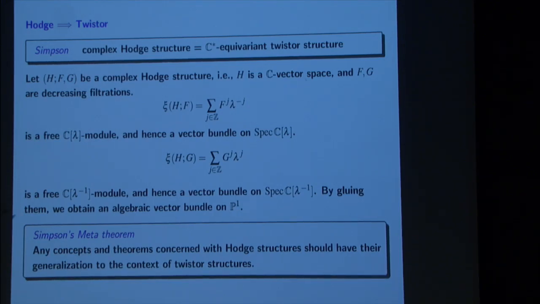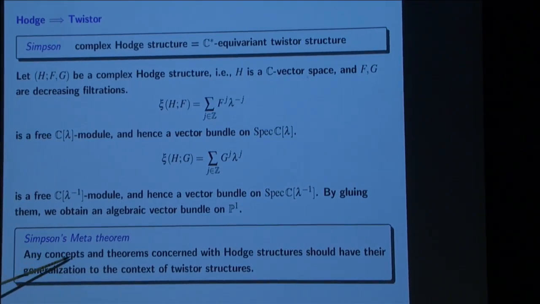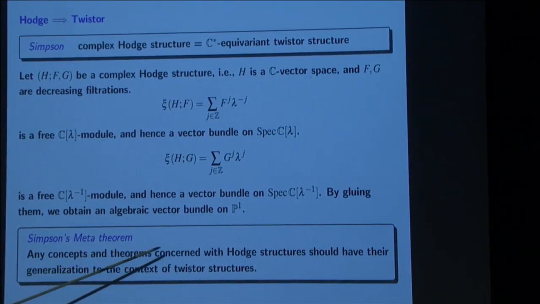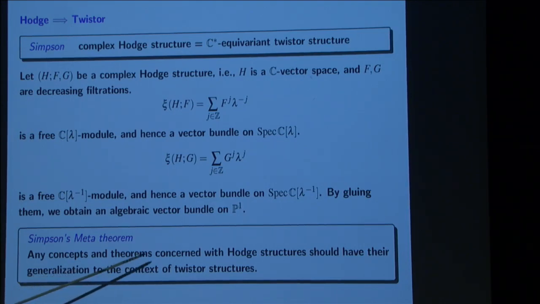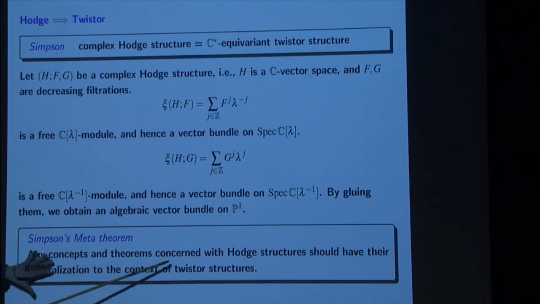And he proposed a principle called Simpson's meta theorem, which roughly says any concepts and theorems concerned with Hodge structures should have their generalization to the context of twistor structures. This is called a meta theorem because Simpson gave it as a meta theorem, but I regard this one as a principle. It should be a meta conjecture. For a conjecture, we maybe need a more precise statement.